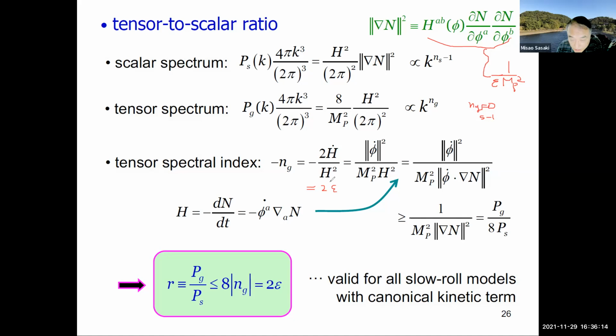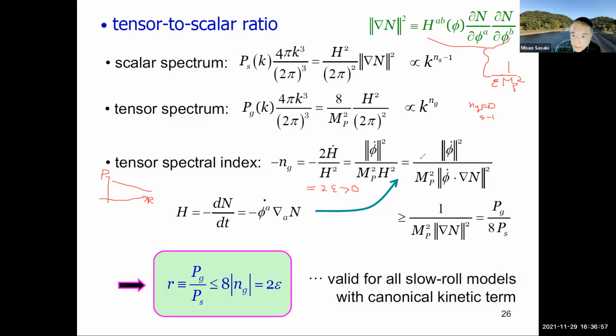And another important thing is that this is positive for most sensible, healthy theories of gravity. So this means n_g is always negative, meaning a red spectrum, meaning that the spectrum decreases. If you write this k and if you write P, then the amplitude decreases towards large k. So this is a very, very important property of the tensor fluctuations coming from a standard inflation scenario.